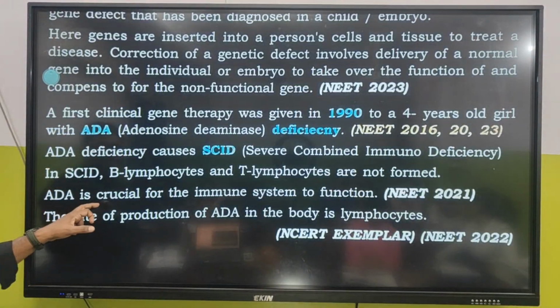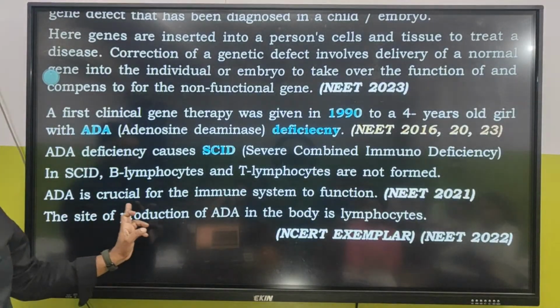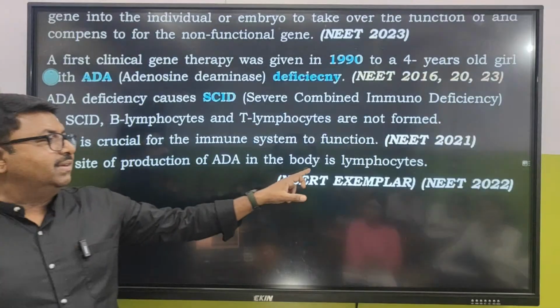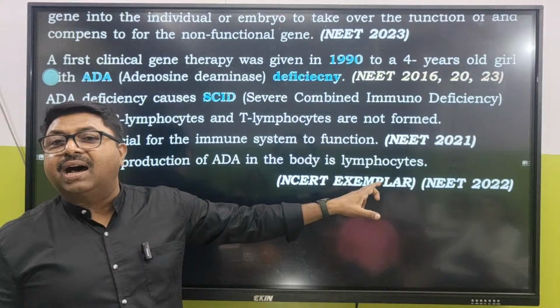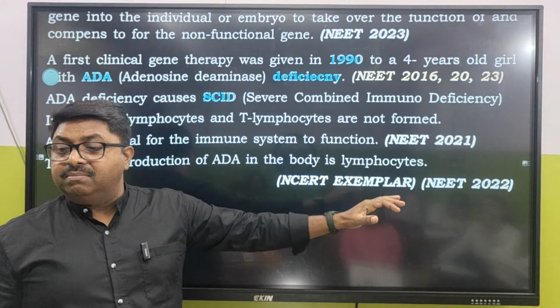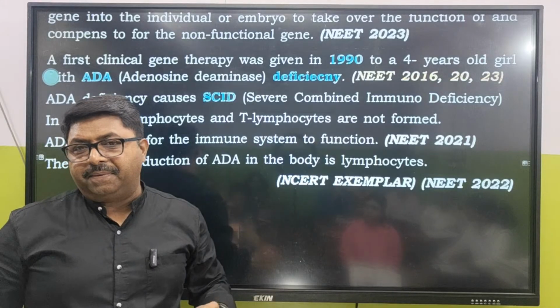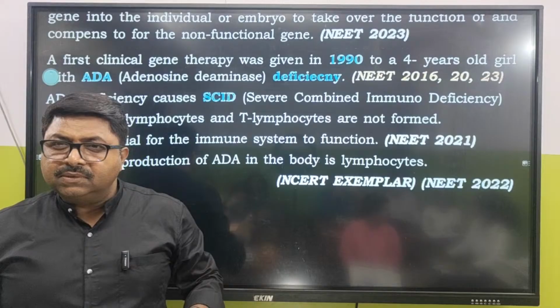Now ADA is crucial for the immune system to function. The site of production of ADA in the body is lymphocytes. Which cells form ADA normally? In your body, what is the cell which forms ADA? Lymphocyte cells. Got the point?